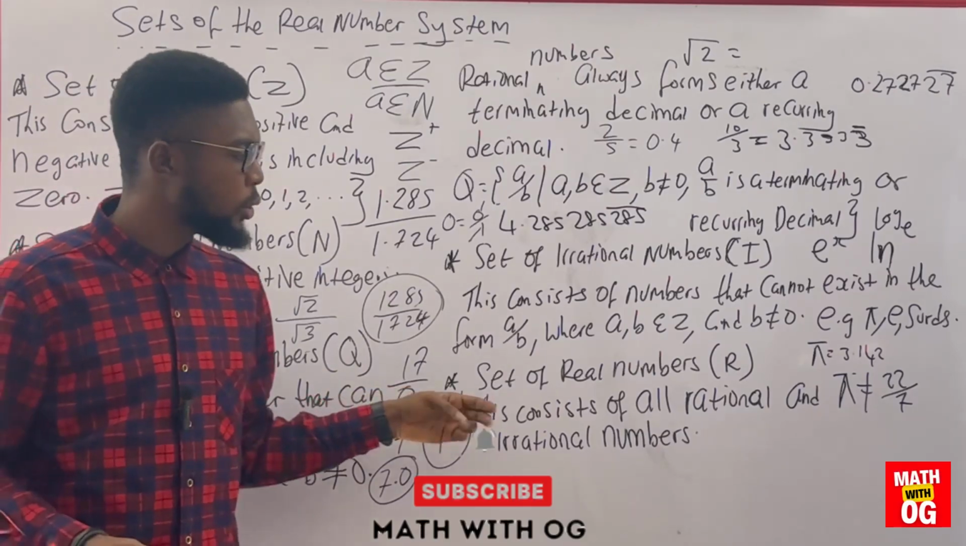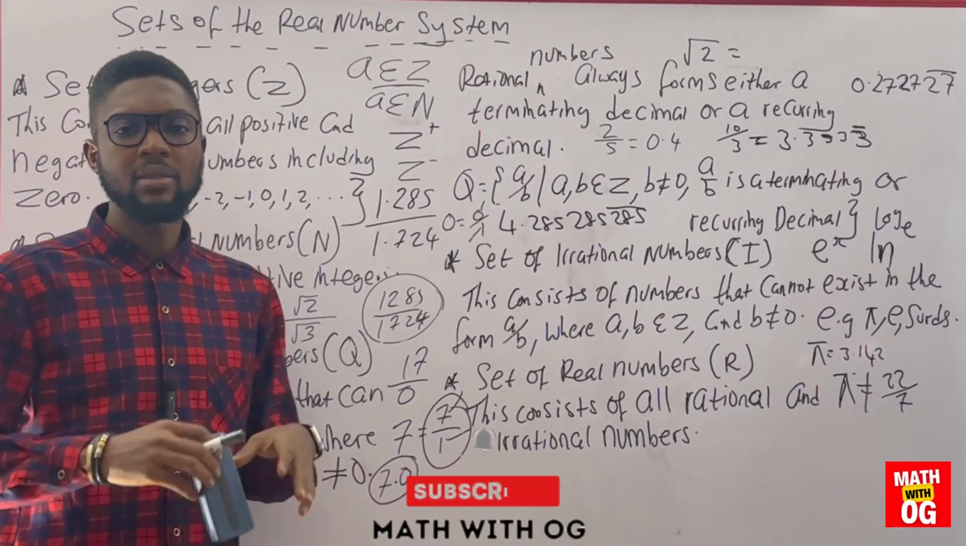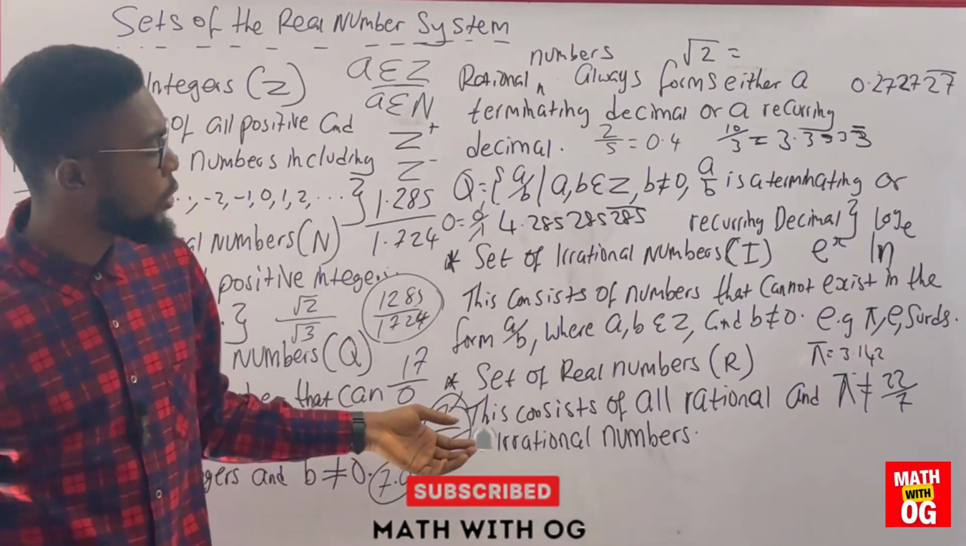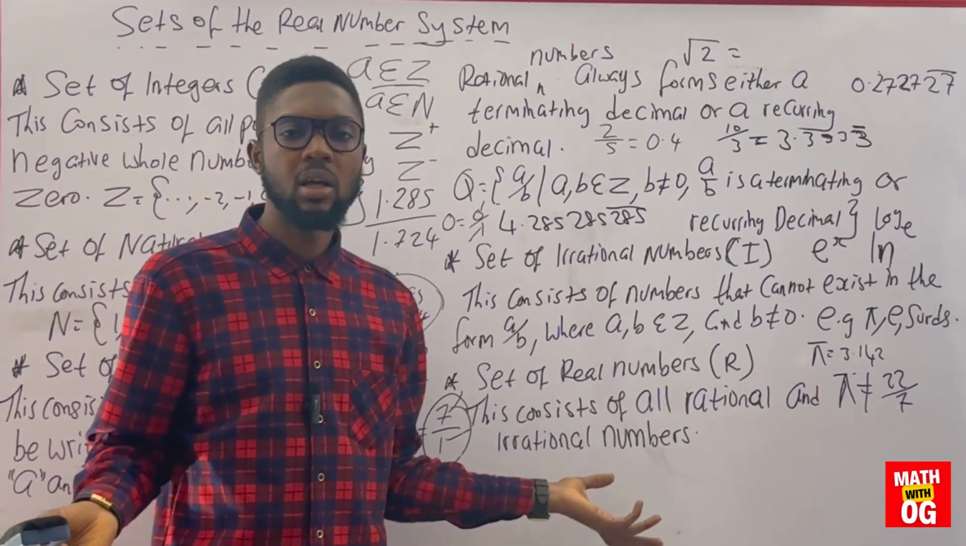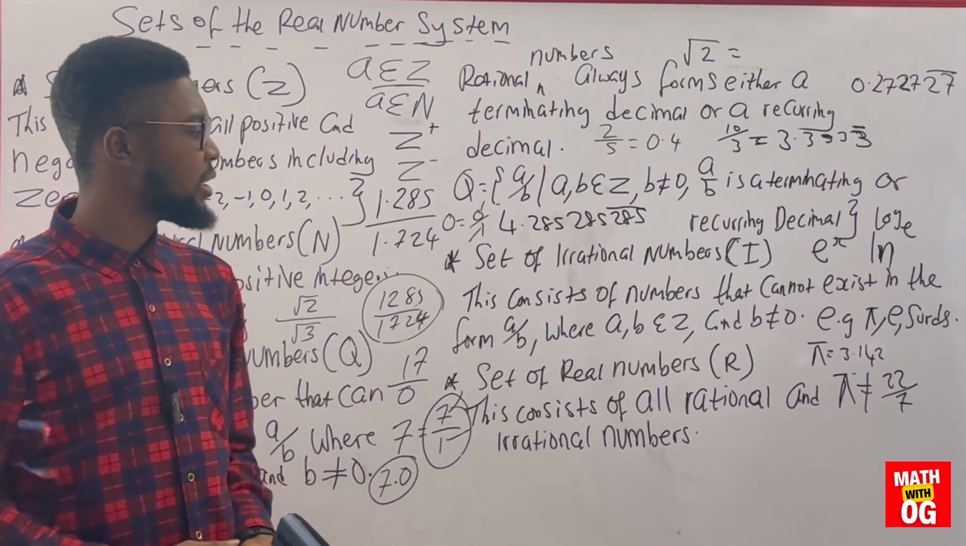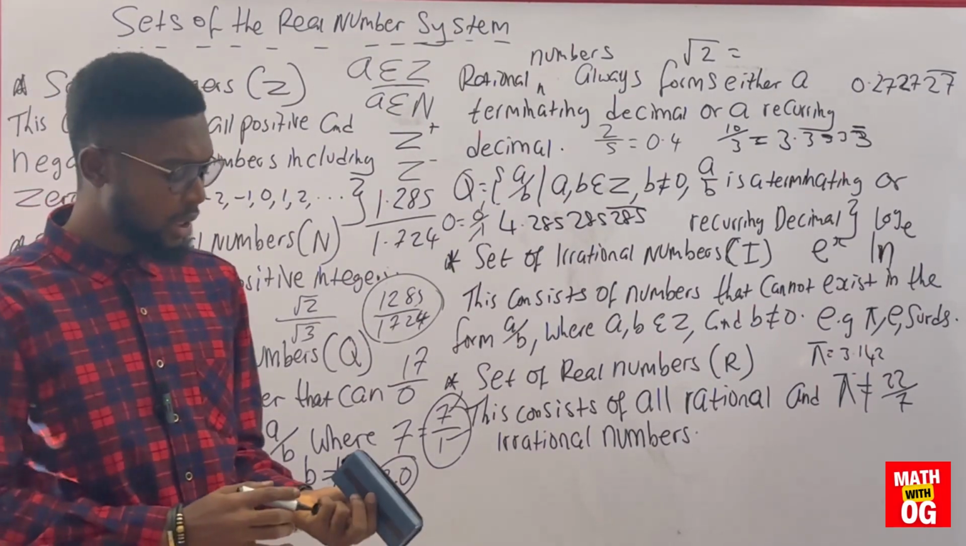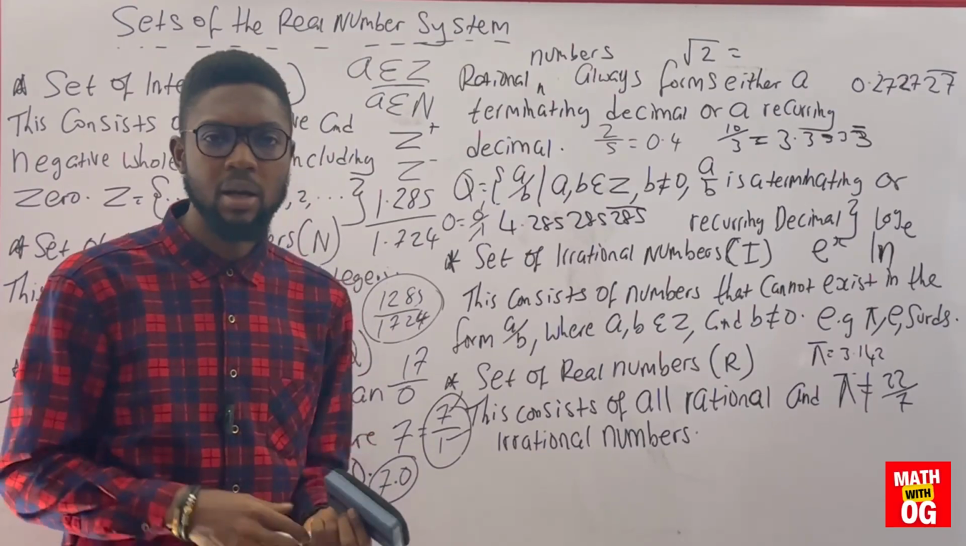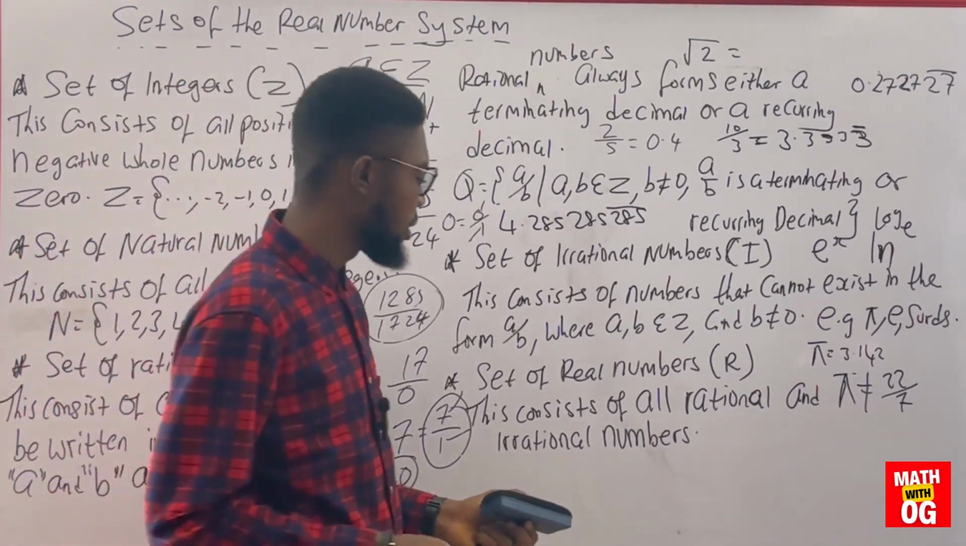Now, real numbers. Real numbers is a universal set. So real numbers consist of all rational and irrational numbers. As easy as that. Real numbers consist of all rational and irrational numbers. So now you can see that rational numbers and irrational numbers are subsets of real numbers.